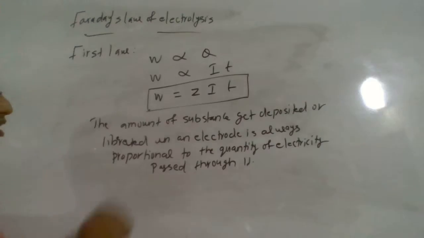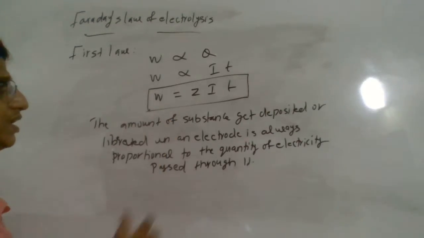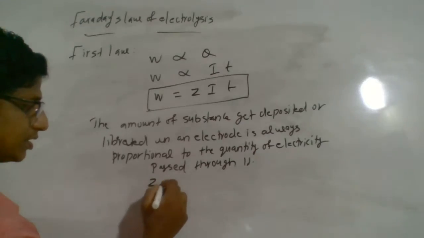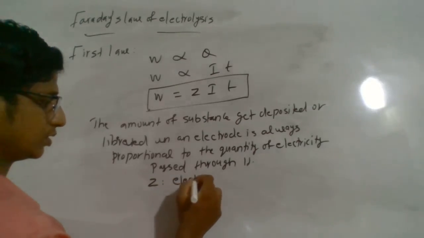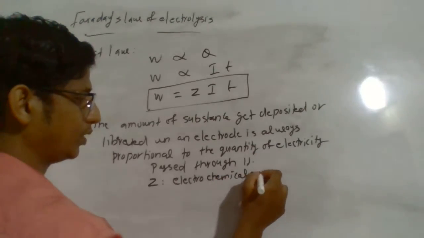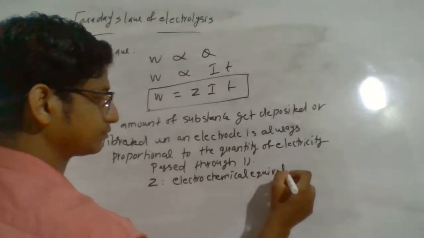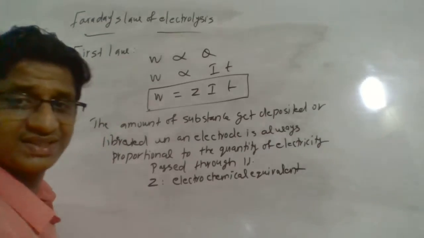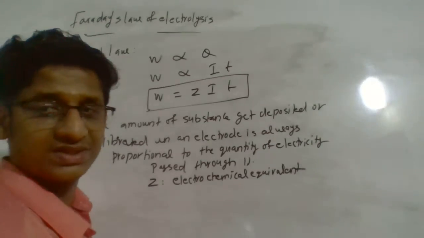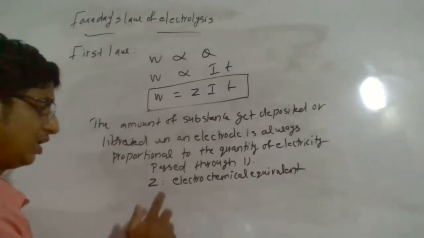Here W is the mass of substance deposited, Z is the electrochemical equivalent, I is the current in amperes, and T is the time in seconds for which the current is passed.